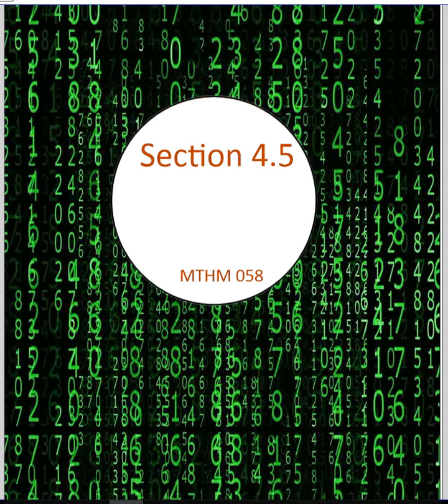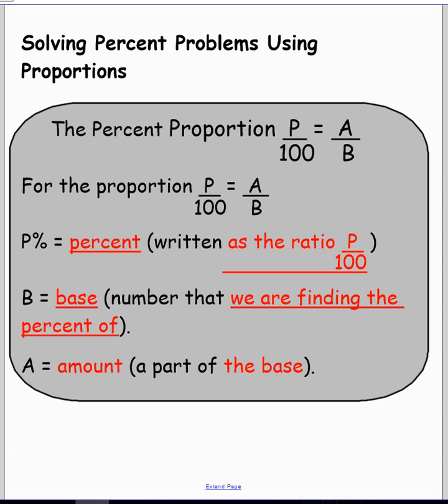Welcome back. We're going to look at section 4.5 in this video, which is solving percent problems using proportions. The percent proportion is P over 100 is equal to A over B.